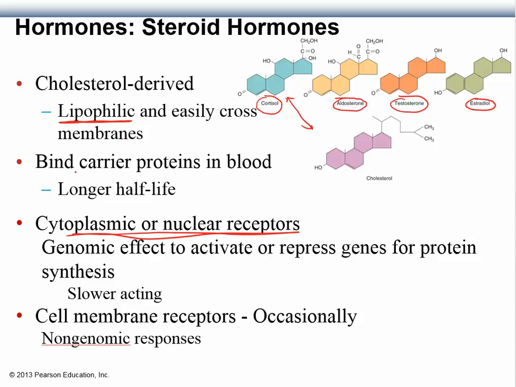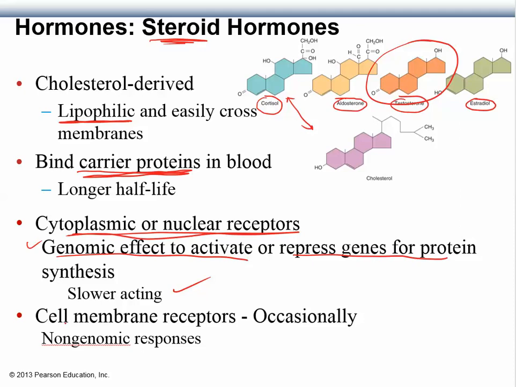But because they're lipophilic, in order to stay in the blood, they have to be carried on a different molecule. Usually a protein carrier will bind to the steroid hormone and carry it through, and then it will come off once it finds the receptor. Okay, so usually steroid receptors have a genomic effect. They usually have a long-lasting effect to repress genes for protein synthesis, and they're slower. Meanwhile, insulin has a reasonably fast effect, maybe not as fast as some other hormones, but reasonably fast. But cholesterol-derived or steroid hormones tend to be slow. Okay.